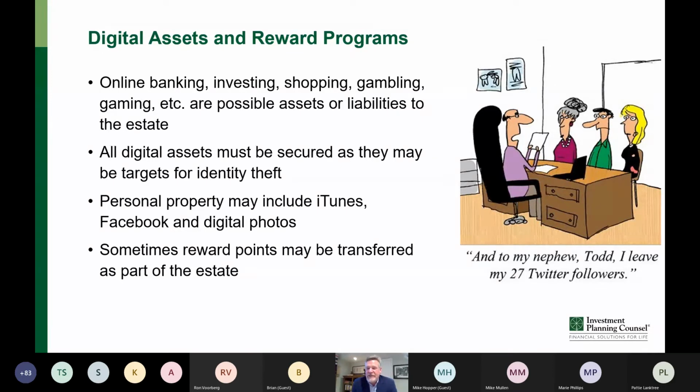My one funny in this whole presentation, guys, is the little cartoon on your right-hand side. This is a nephew, obviously not the favorite nephew, but the poor guy was left the uncle's 27 Twitter followers. So that was his inheritance. That's one of my only funnies, guys.